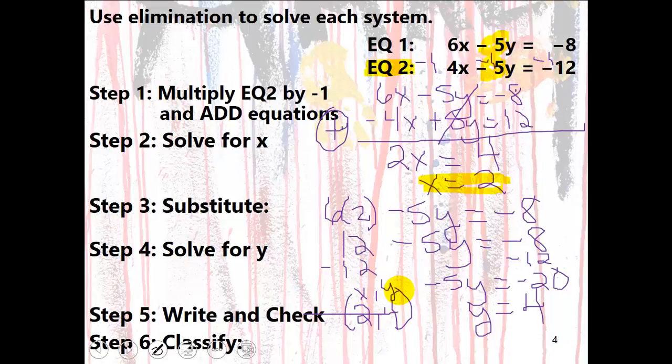I'm going to check it just doing some mental math. 6 times 2 is 12. Minus 5 times 4, that's 20. So 12 minus 20, well, that's negative 8. And then I'm going to go 4 times 2 is 8. Minus 20. 8 minus 20, that's negative 12. So this is consistent, independent.